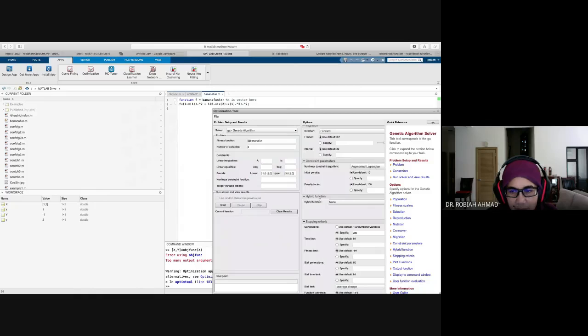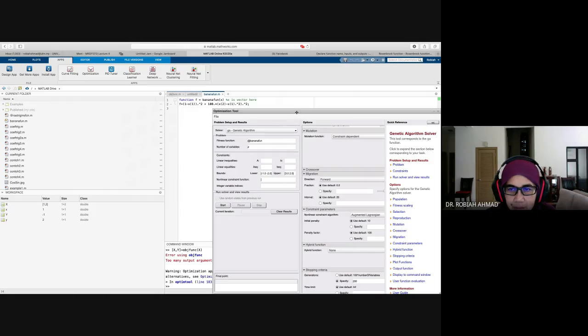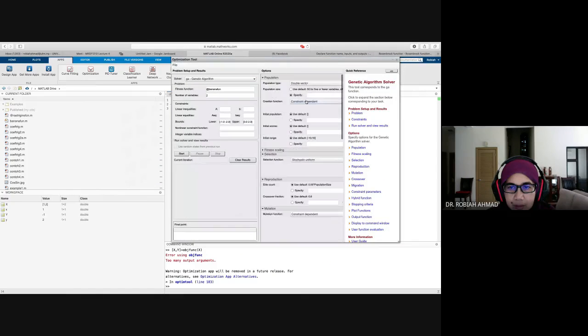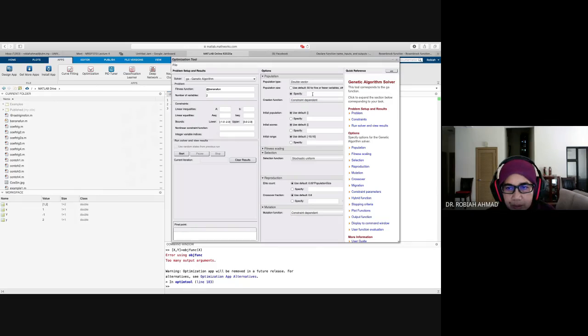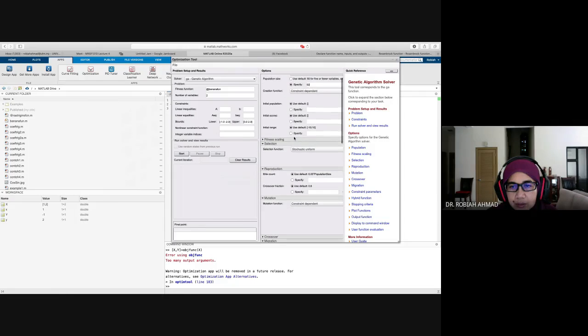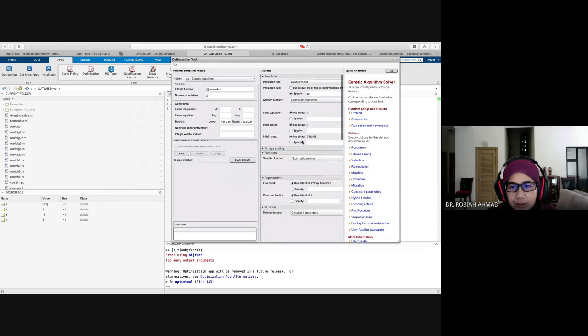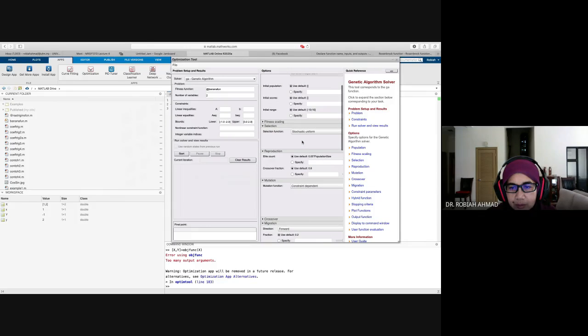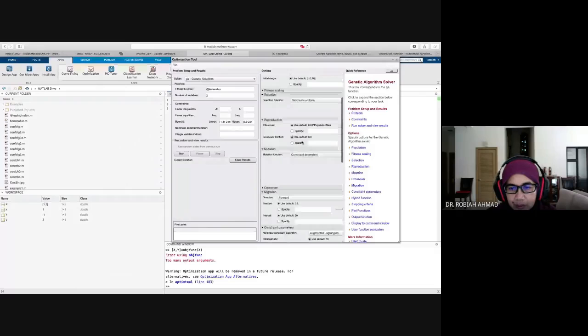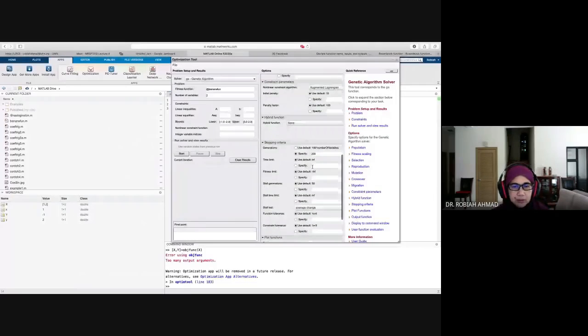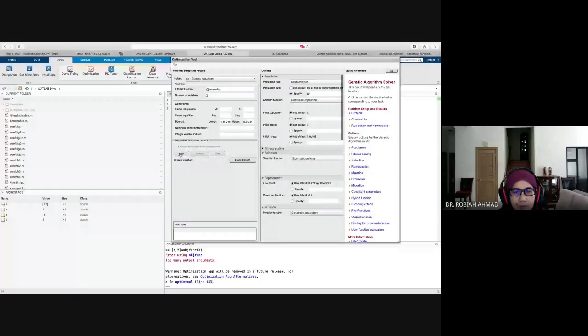Anything else? The population size, let me have maybe population size about 50. And then everything else, I use default. I just send 20 and then I start. Hopefully it works. Okay.